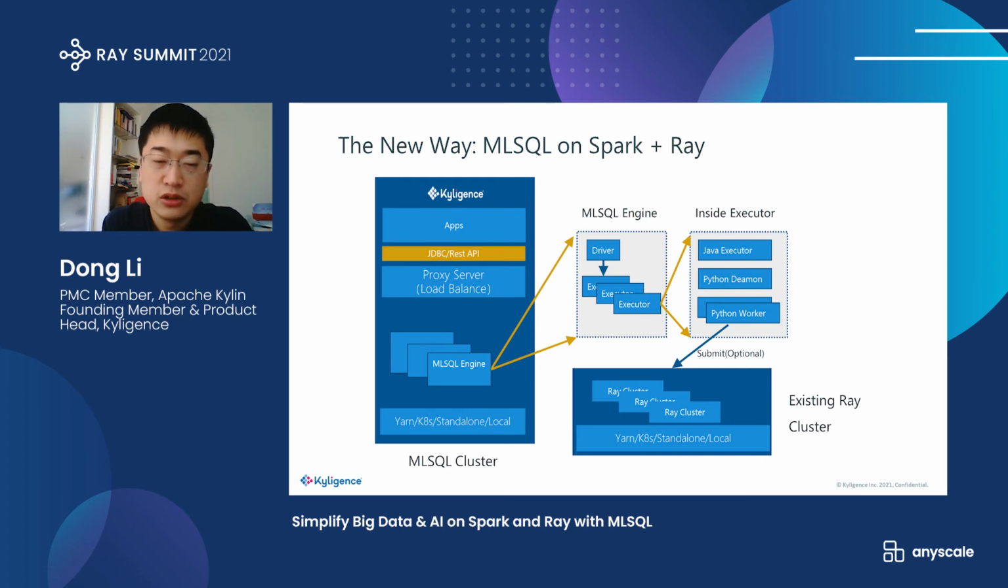Okay, so let's look at each Spark executor. We will launch a Python daemon process and a Python worker process from the executor. The Python worker has a built-in Ray client module, and it can talk to an existing Ray cluster and submit the job. So how does the data exchange happen? We can explain the deep dive later.